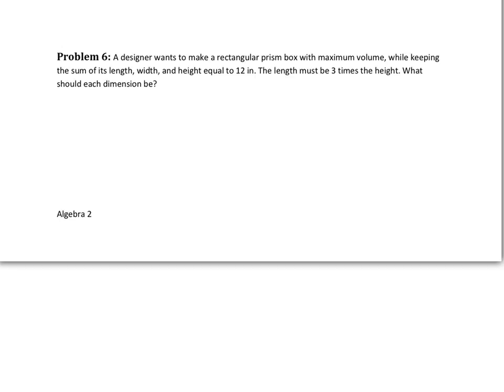Okay, we're going to close here with a word problem. A designer wants to make a rectangular prism box with a maximum volume while keeping the sum of its length, width, and height equal to 12 inches. The length must be 3 times the height. What should the dimensions be?